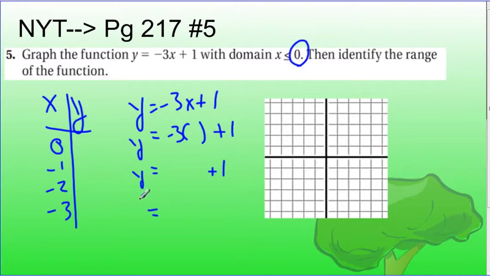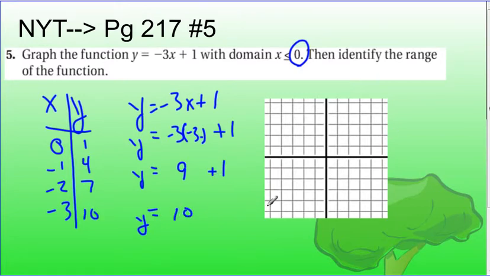There. I'm just setting up my work that's going to be happening here. So if I plug in 0, -3 times 0 is 0. 0 plus 1 is 1. Now I plug in -1 for x. -3 times -1 is a positive 3. 3 plus 1 is 4. Plug in -2. -3 times -2 is a positive 6, plus 1 is 7. And -3 times -3 is a positive 9, plus 1 is 10.